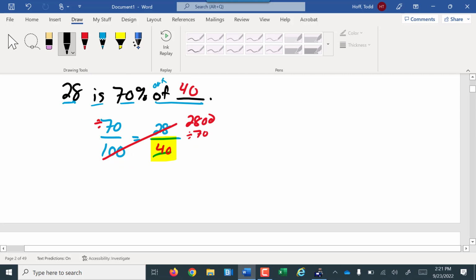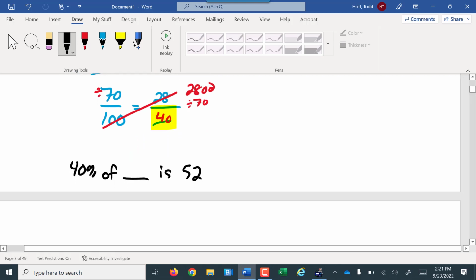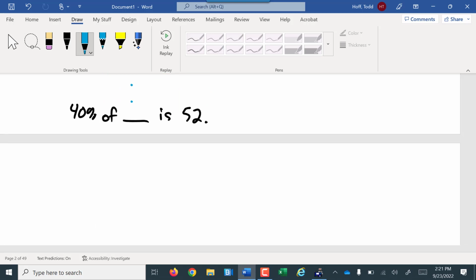And we might have 40% of blank is, oh, let's do 52. What's my percent here? 40. So 40%, 40 over 100. Where's the 52 go? Is 52, right? On top. Of blank, again, think of that as out of blank. It implies that missing number goes on bottom.